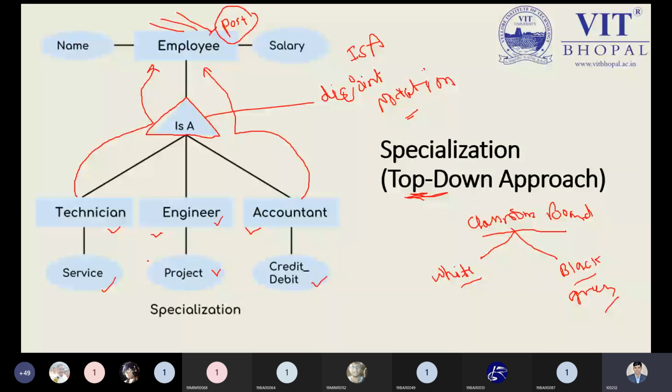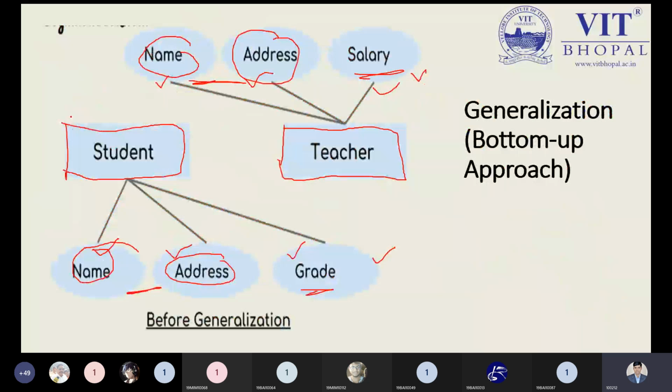We can read the statement only, like a technician is an employee. So what we are doing is categorizing this employee entity into different things, based on its post only. But in generalization, we need to see what the common attributes are which are shared by a number of entities, the same things we have. So teacher and student both are persons, and both are human beings undoubtedly.